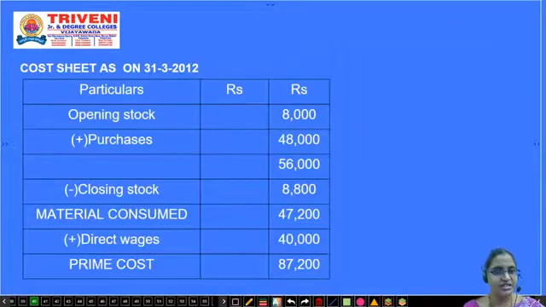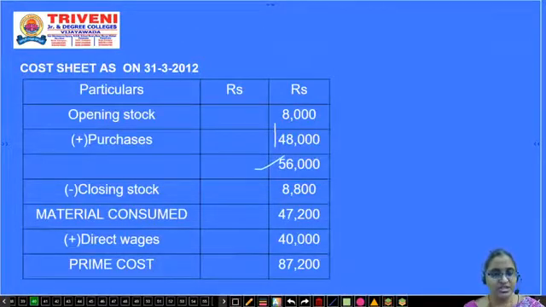Cost sheet as on 31st March 2012. Particulars, rupees. First, opening stock. Stock of material on 1st April, as mentioned in the sum, becomes the opening stock. So opening stock 8,000, add purchases 48,000. So 8,000 plus 48,000 was treated as 56,000.